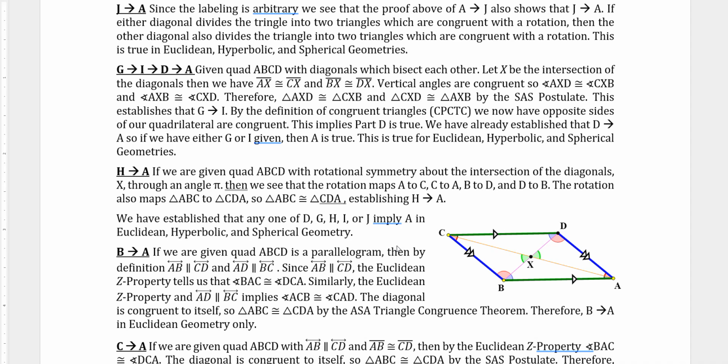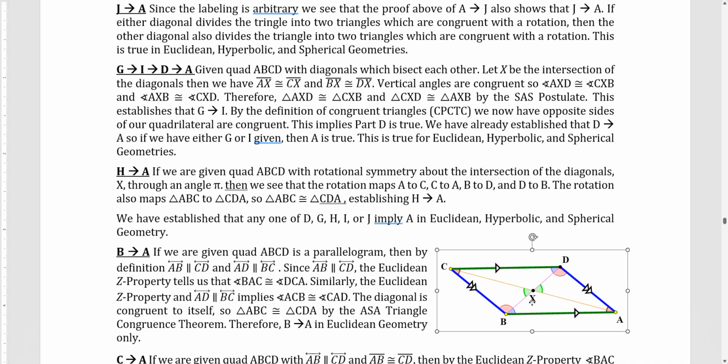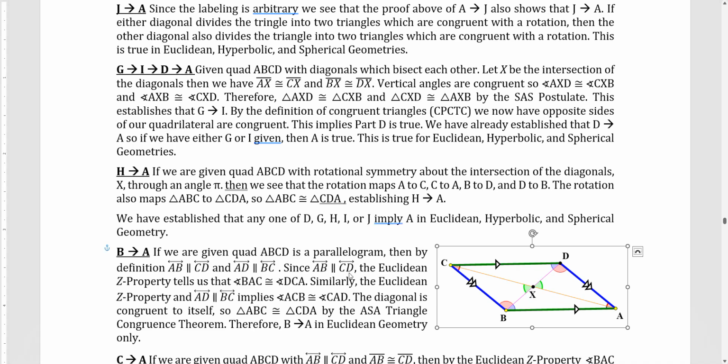Now, let's see here. How about B implying A? What if we just start with knowing it's a parallelogram? That's the more typical way we looked at it in the last video, where we just started by assuming it's a parallelogram. So we know we have opposite sides parallel. Now, first of all, that isn't even possible in spherical geometry. In hyperbolic geometry, that doesn't necessarily tell us a lot because there are so many different parallels. So this part's only going to be for Euclidean geometry.